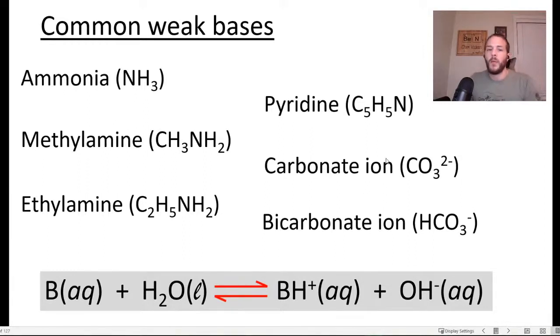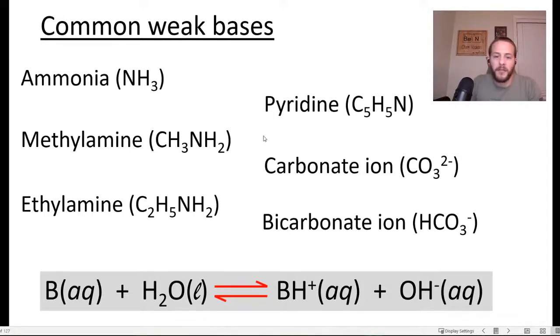So when we were talking about weak acids, we started to understand that not all weak acids are created equal. Some weak acids are stronger than other weak acids, and there is a way by which we can quantify the relative strength of a weak acid, and that was using the acid dissociation constant.